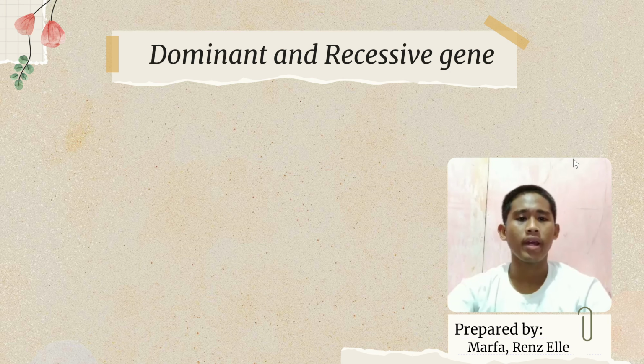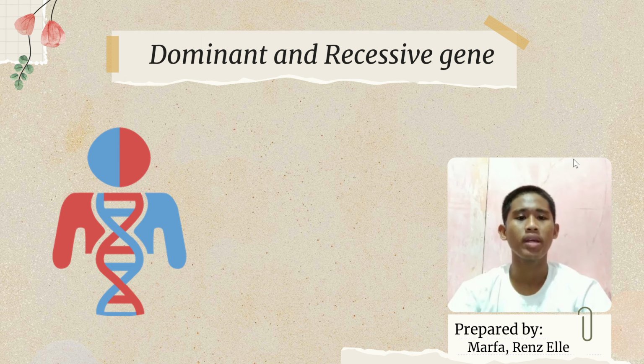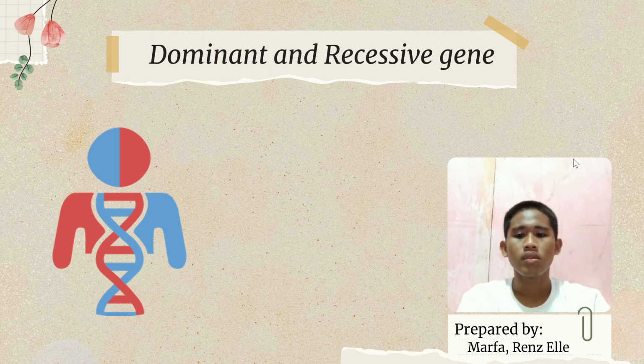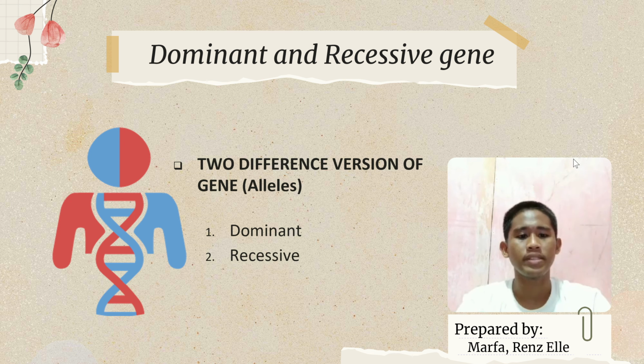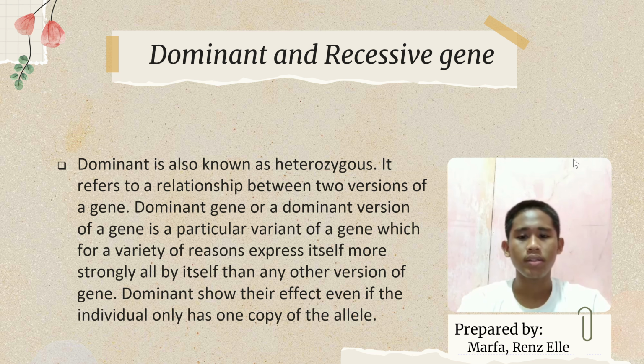Good day everyone, I am Rensmart Marfa, and I am presenting the dominant and recessive genes or alleles. There are two different versions of a gene, called alleles. Alleles are described as either dominant or recessive. So what is dominant? Dominant is also known as heterozygous. It refers to a relationship between two different versions of a gene.